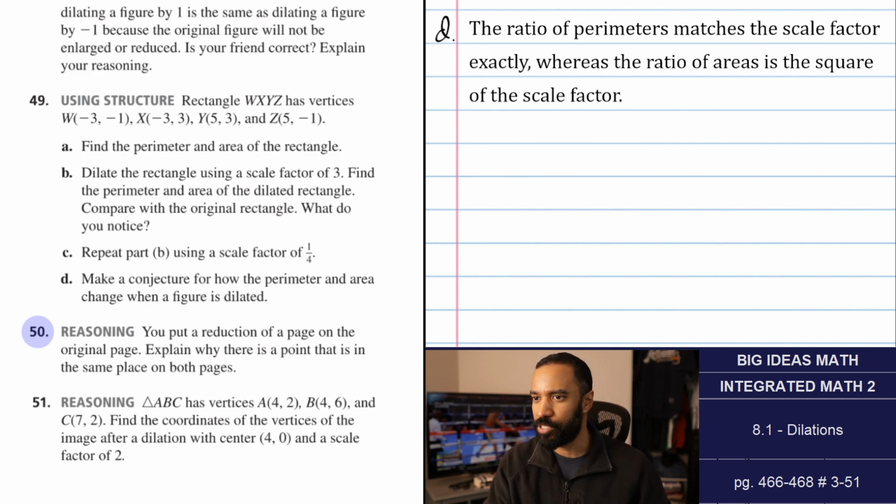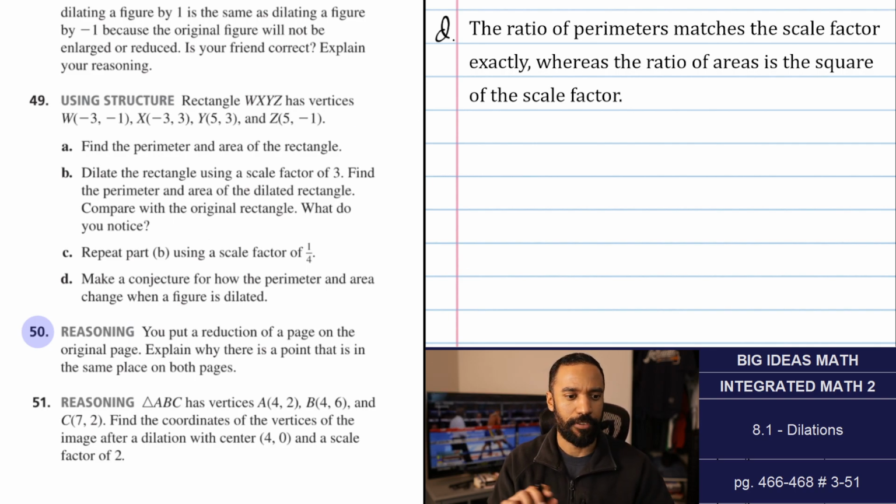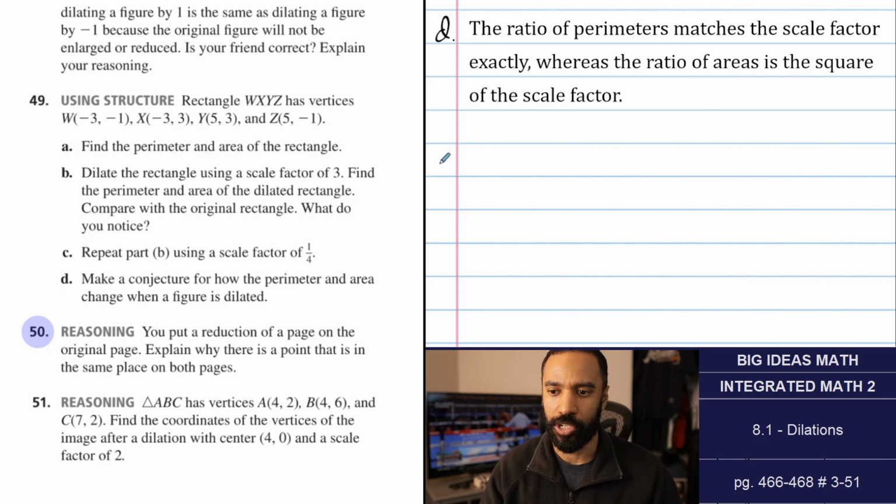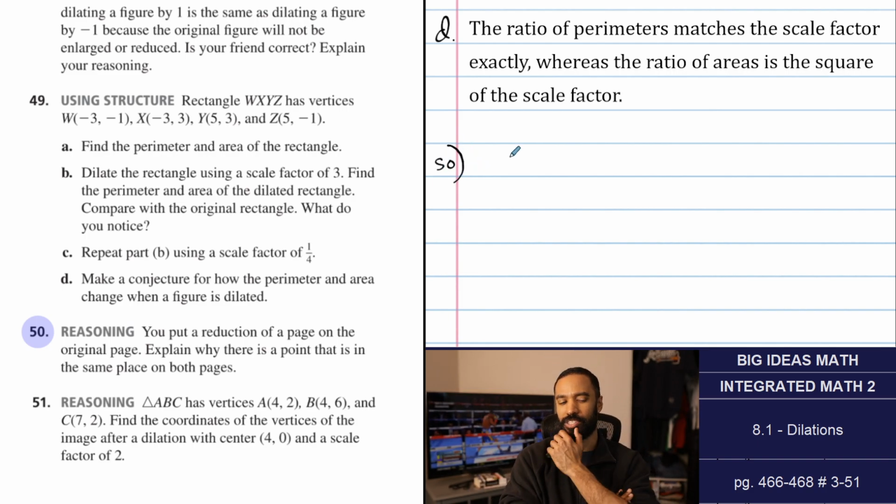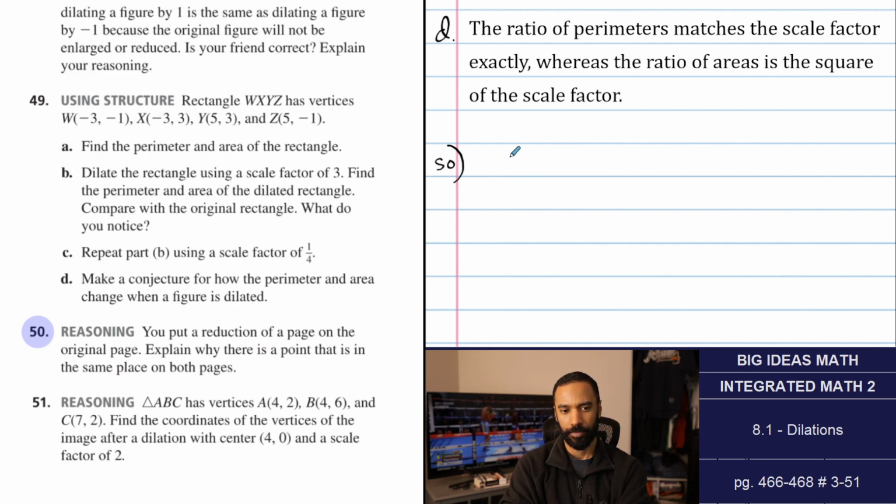All right, number 50. You put a reduction of a page on the original page. Explain why there is a point that is in the same place on both pages. Because somewhere there's a center.